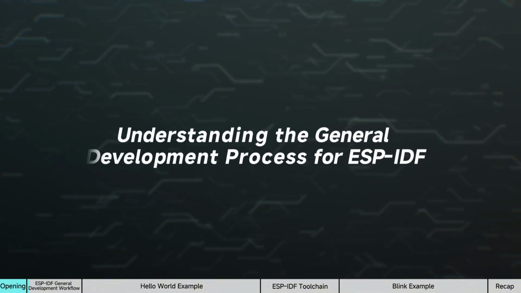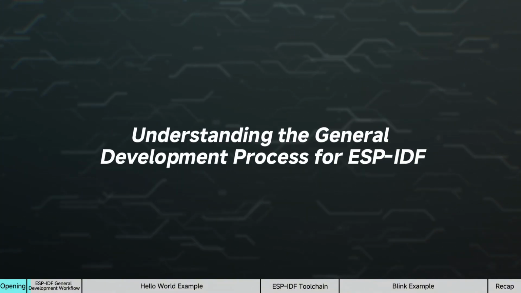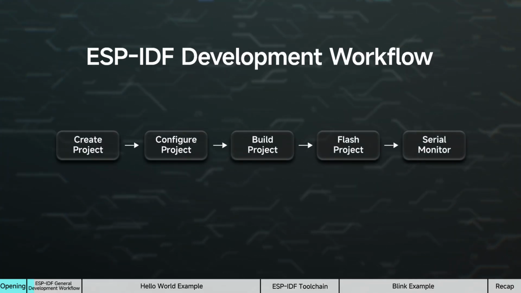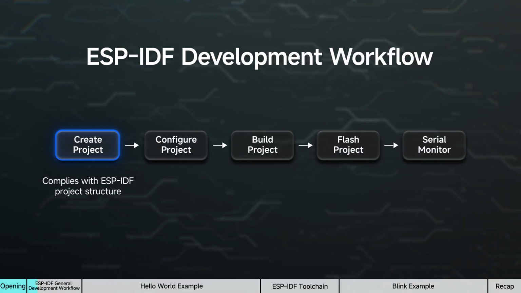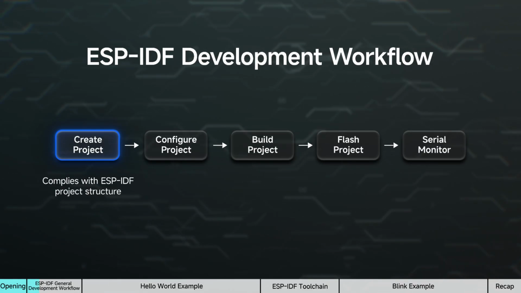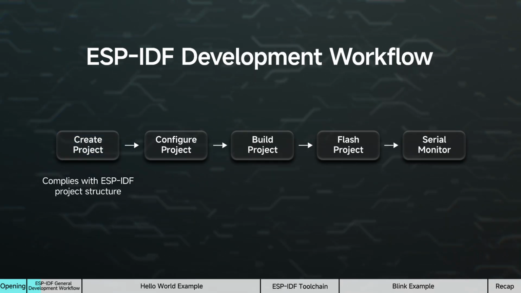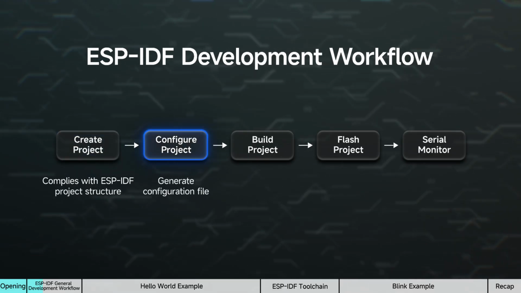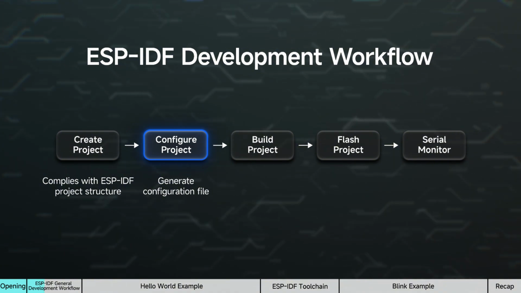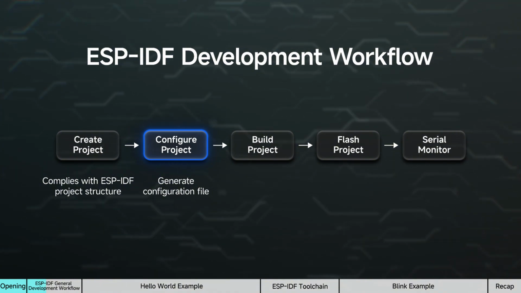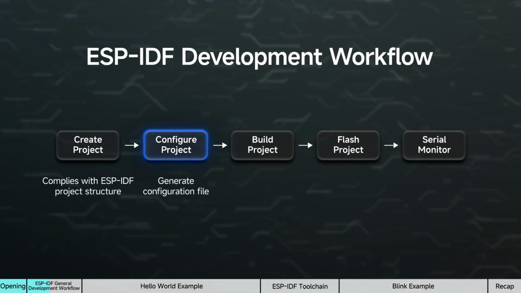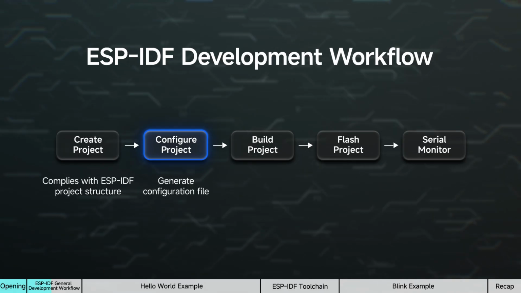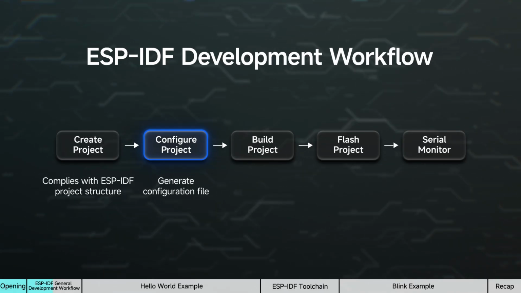Before hands-on practice, let's look at the general ESP-IDF development workflow from a high level. The process consists of 5 main stages. Create project. First, you need a project framework that complies with ESP-IDF specifications. You can start from scratch or use an official example as a template. Configure project. Set up the project to match your hardware and the features you need, such as selecting the target chip model, setting Wi-Fi parameters, and adjusting the log level. The configuration results are written to the SDK config file in the project root directory, which the build system reads when it builds your project.